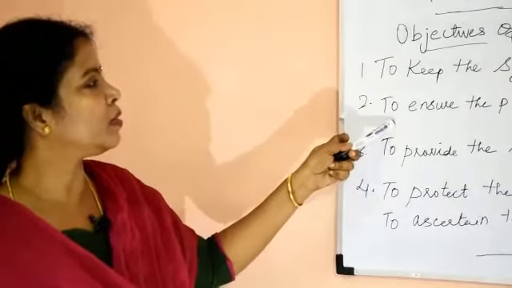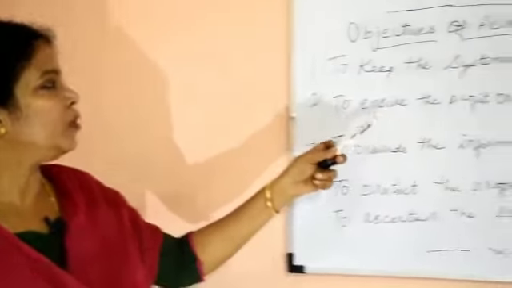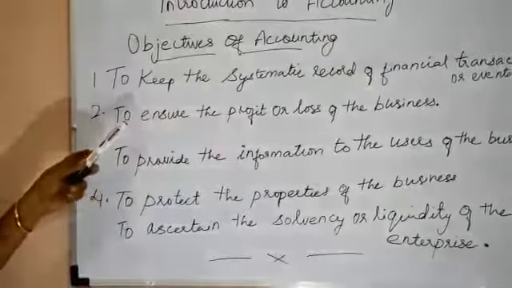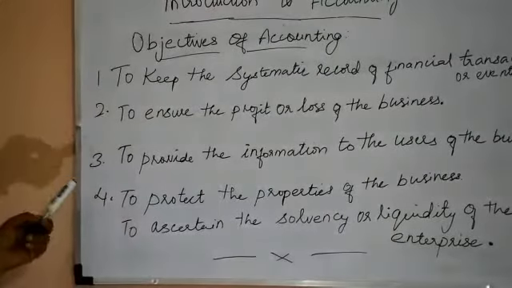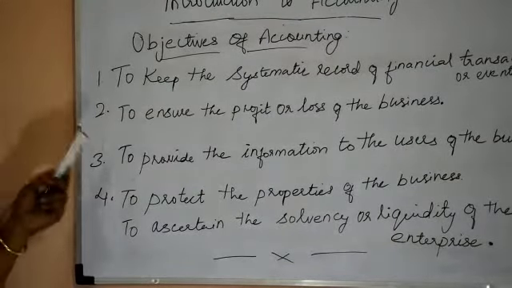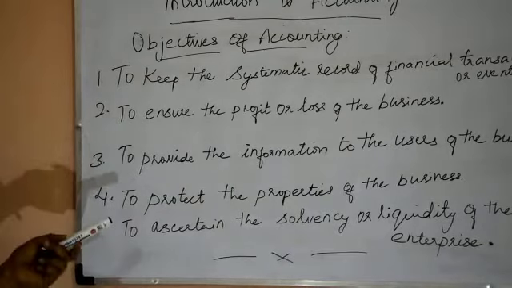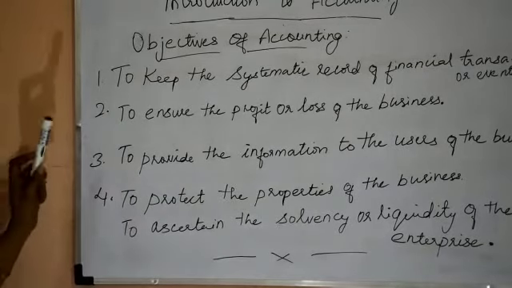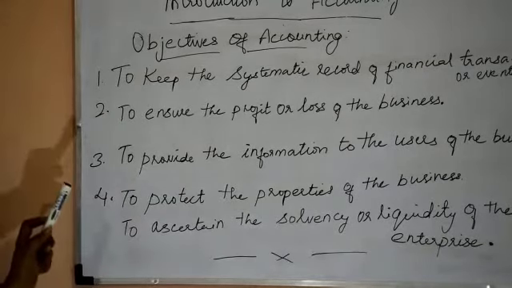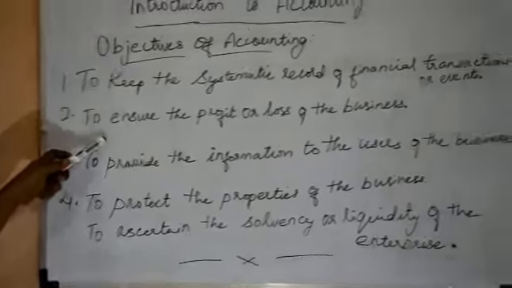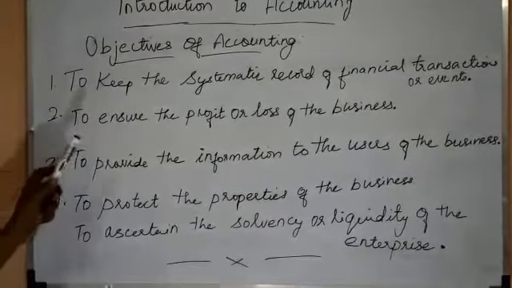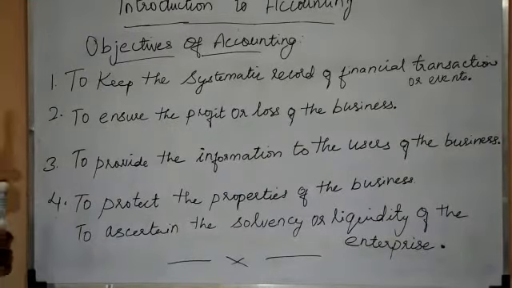Okay. Then next one, to ascertain the profit or loss of the business. To ascertain means to find out whether the business is incurring a profit or loss. For that purpose only, the main aim of recording the transaction is to know whether the business is incurring a profit or loss.